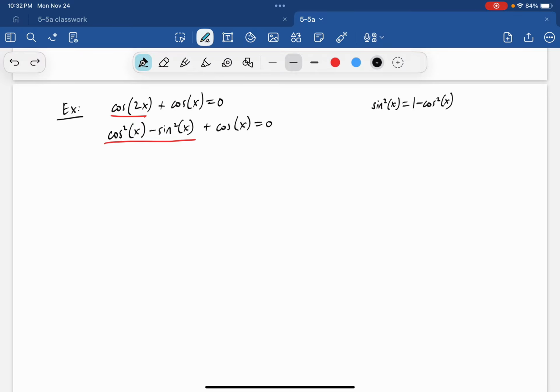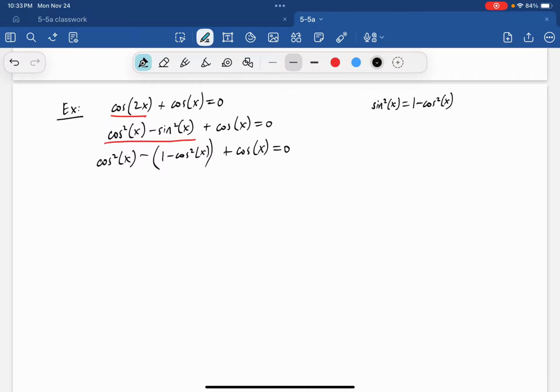So because sine squared equals 1 minus cosine squared, I can make that substitution. And I'll have cosine squared x minus, parentheses, 1 minus cosine squared x, plus cosine x equals 0.